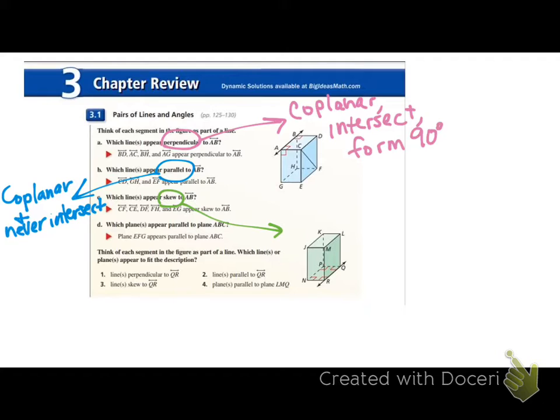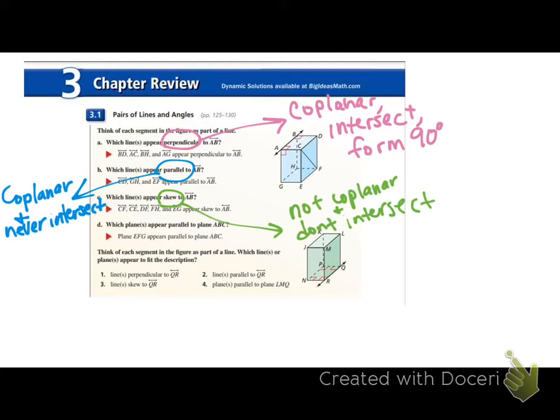Then we've got skew. What do we know about skew lines? They have nothing in common, so what does that mean? They're not on the same plane, so they're not coplanar. And then what else do they not do? And they don't intersect. So they're not coplanar and they don't intersect.